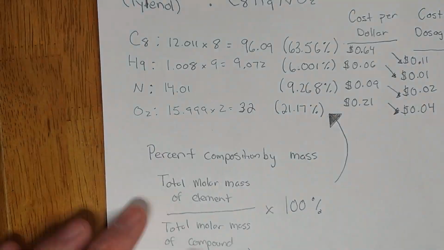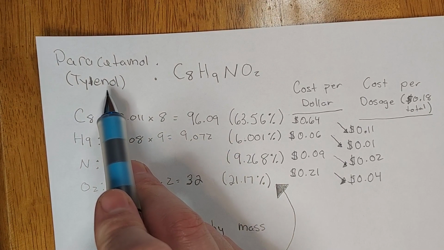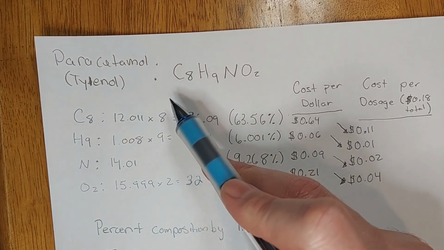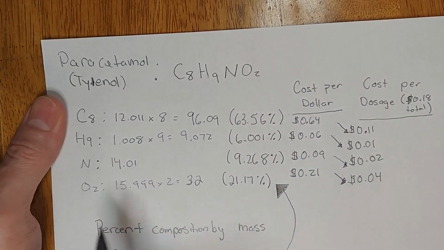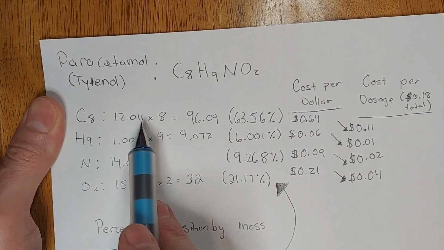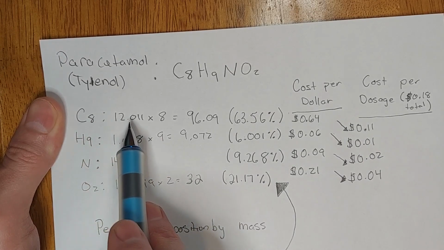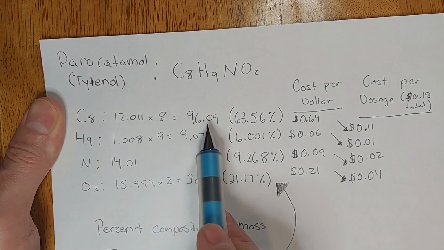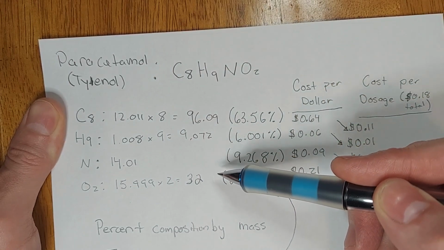Now, as a bonus, we will take the information that we have, where paracetamol, Tylenol was the cheapest, and using its chemical formula, we're going to find out the cost for each molecule. Now, we do this using the atomic weight of each molecule and multiplying it by the amount of each. So carbon has 8 carbons, which we did 12.011 times 8 to give us 96.9. And we did this for all of the molecules in paracetamol.